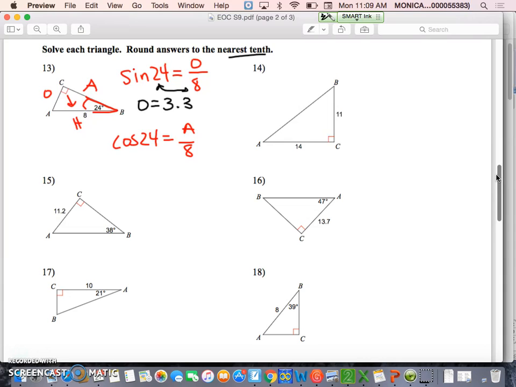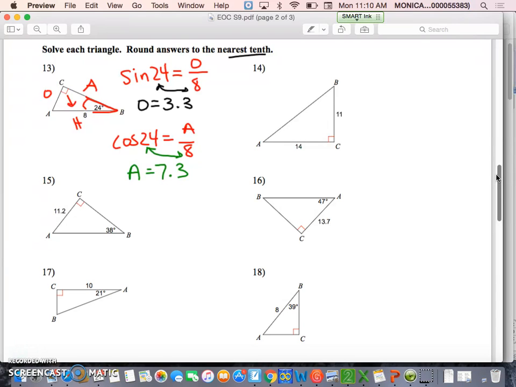because it says nearest tenth. And then I'm going to hit cosine of 24 times 8. So these again, I'm going to cross multiply here. And I end up with the adjacent side equaling 7.3, which makes sense. So this is going to be the shortest side, and this side's going to be 7.3. All right, now we're going to do the same thing for number 14. I just wanted to help you set it up, but I'm not going to solve it for you.